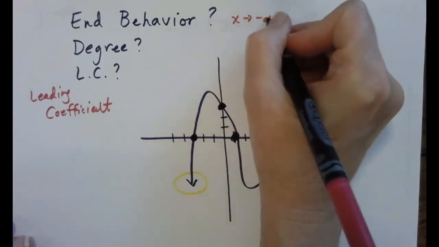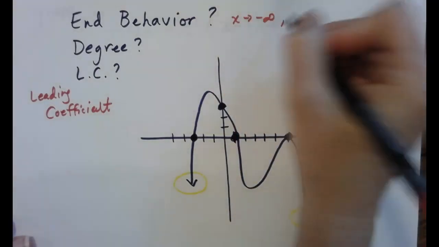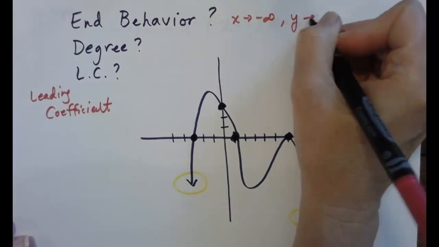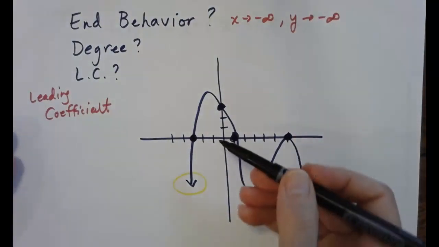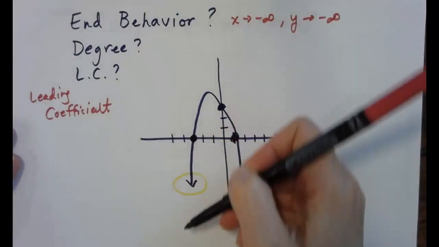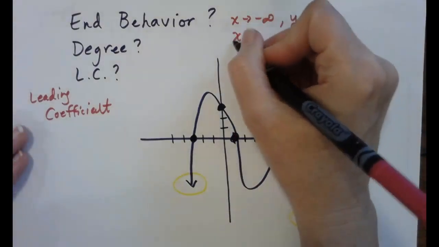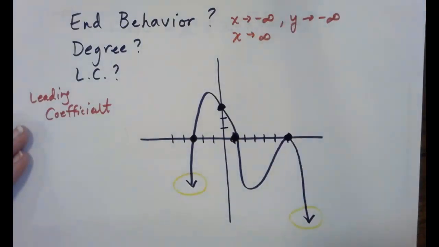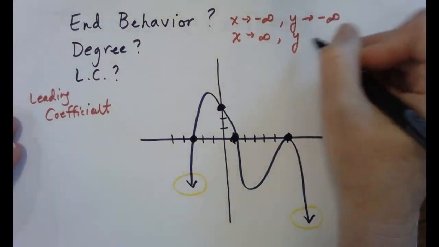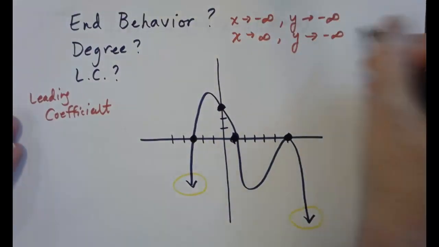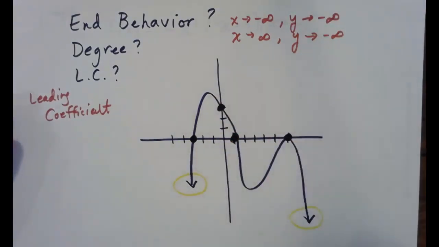So we can write the end behavior of this graph as x approaches negative infinity, y approaches negative infinity. What this means, as x is getting smaller, y is also getting smaller. If we go to the other end of the domain, as x is getting bigger, approaching positive infinity, y is also approaching negative infinity. So this is what the end behavior of this graph is.